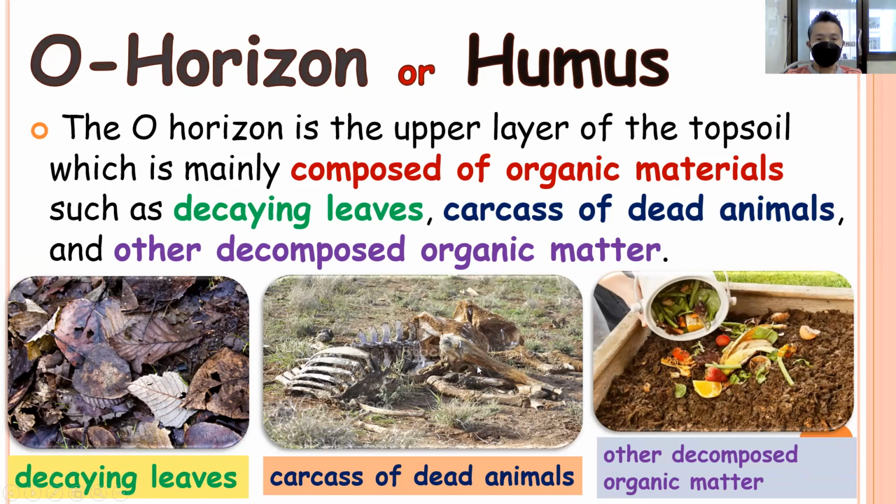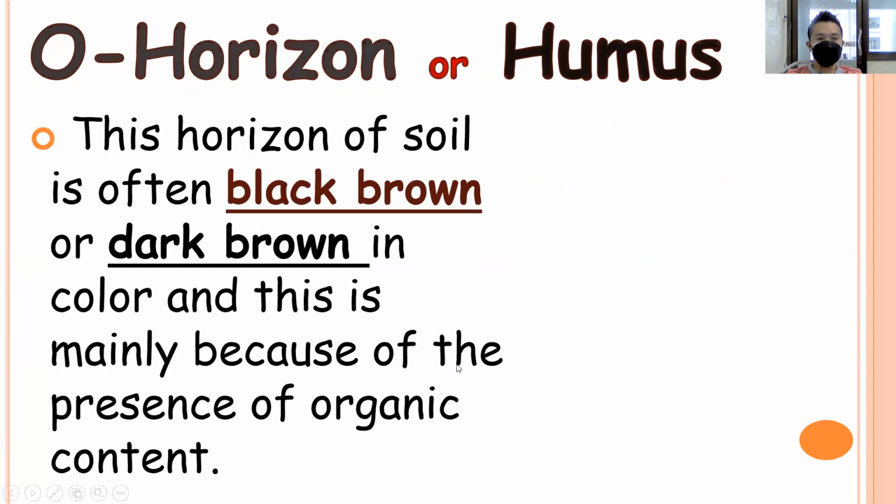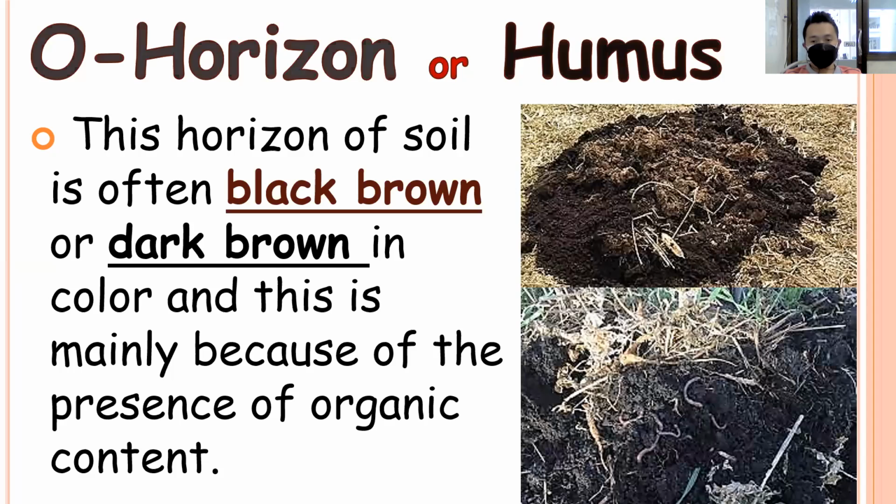Next, this horizon of soil is often black brown or dark brown in color, and this is mainly because of the presence of organic content. As you can see, the color is black brown or dark brown because of the presence of decayed leaves, carcasses of dead animals, and also other decomposed objects or things.